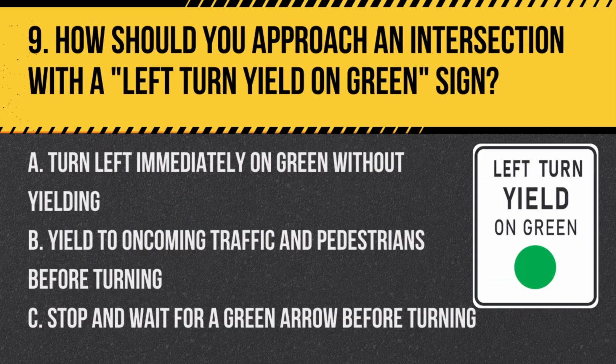Question 9. How should you approach an intersection with a left turn yield on green sign? A. Turn left immediately on green without yielding. B. Yield to oncoming traffic and pedestrians before turning. C. Stop and wait for a green arrow before turning. Answer. B. Yield to oncoming traffic and pedestrians before turning. This sign means you can turn left on a green light, but must yield to oncoming traffic and pedestrians.